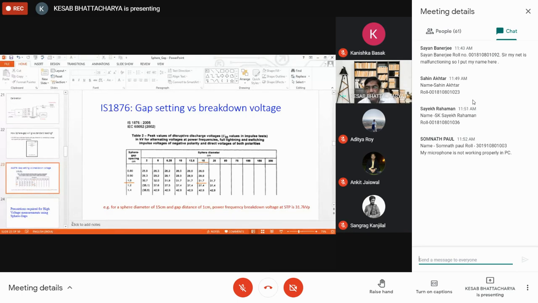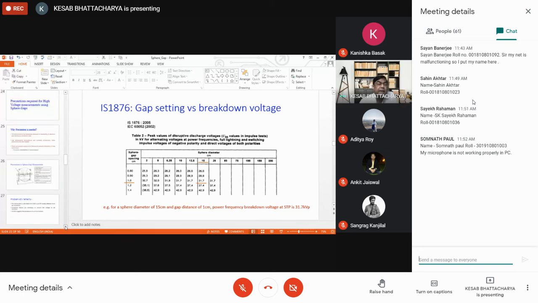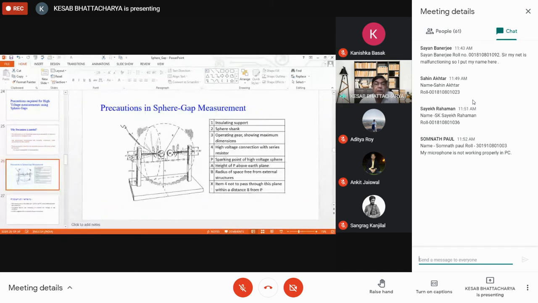Now again, two more things we need to discuss. One is the mounting arrangement of the sphere, and the third one is how to calculate the correction factors. This is the mounting arrangement of the sphere. You just have a careful look at the arrangement. Is it clearly visible, or should I slightly increase the figure?